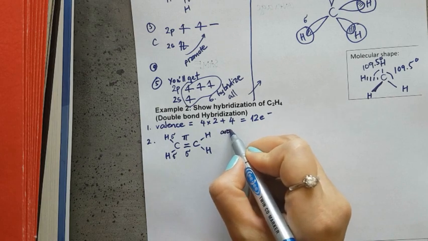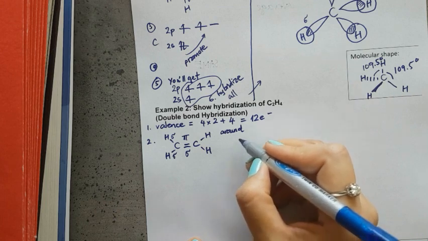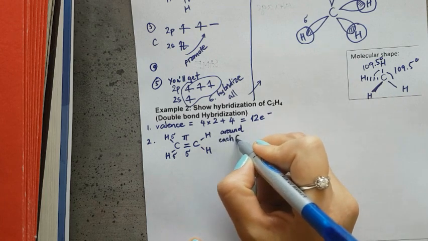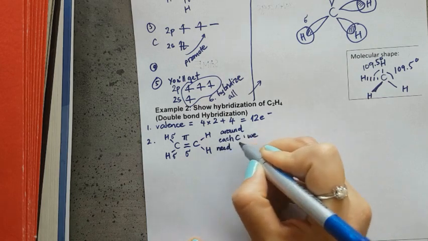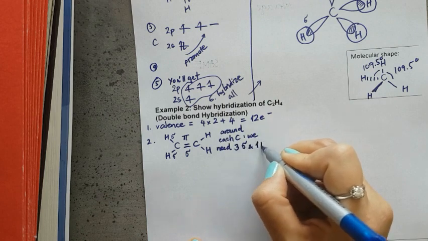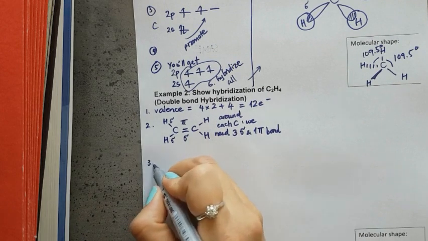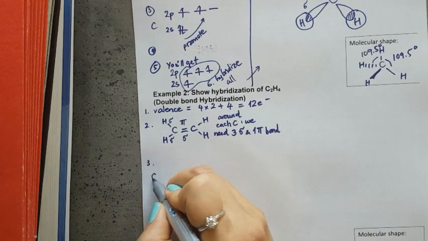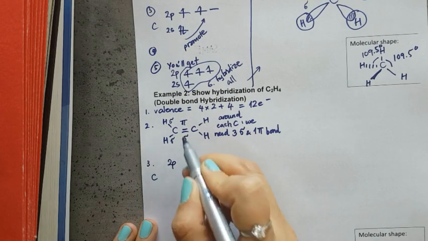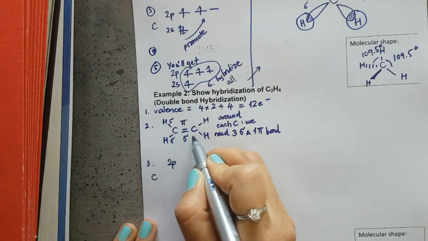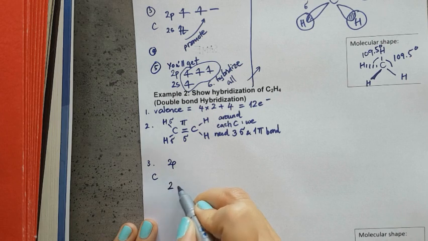So I'm going to write that down actually. This is my bond analysis step. So around each carbon, we need to make 3 sigma and 1 pi bond. Okay, so now the next step we're going to do is to draw out the carbon orbital diagram. Because these two carbons are identical, I'm just going to show you one. Okay, remember that.